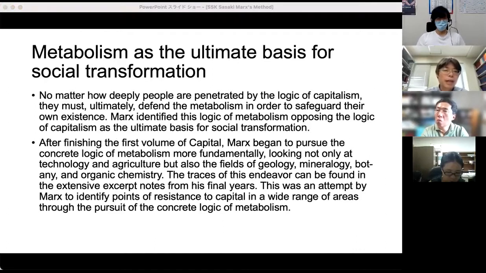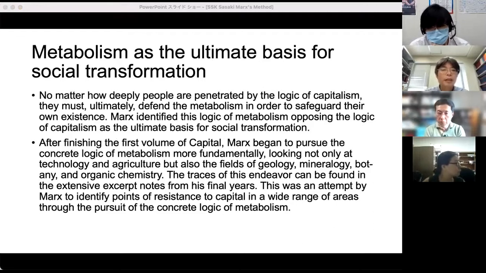Therefore, Marx regards metabolism as the ultimate basis for social transformation. No matter how deeply people are penetrated by the logic of capitalism, they must ultimately defend the metabolism in order to safeguard their own existence. Marx identified this logic of metabolism opposing the logic of capitalism as the ultimate basis for social transformation.